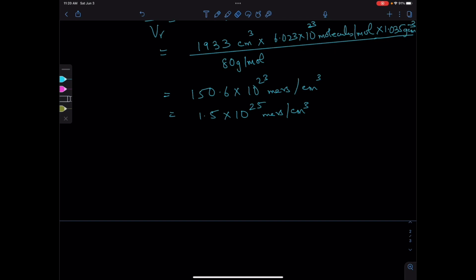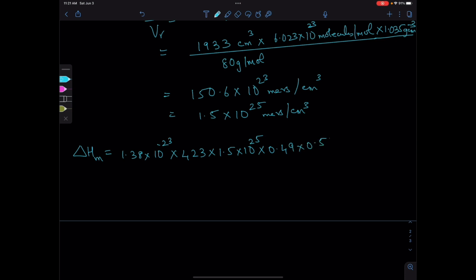Plugging in the values, delta Hm equals 1.38 times 10 to the negative 23 for k, times 423 for the temperature, times V over Vr, which is 1.5 times 10 to the 25, times the volume fractions v1 and v2, which are 0.49 and 0.51, times chi12, which is 0.057, times 1 minus 2 over 6, where 6 is the z or the lattice coordination number.